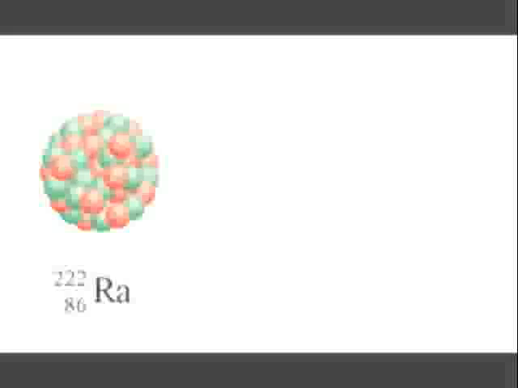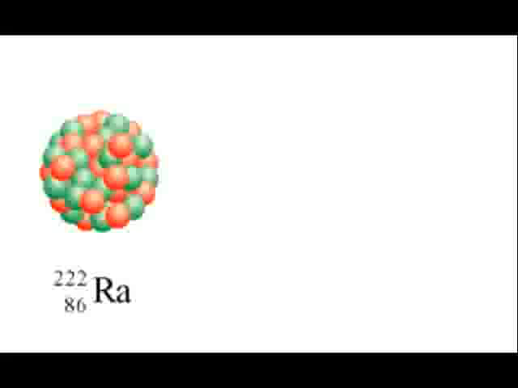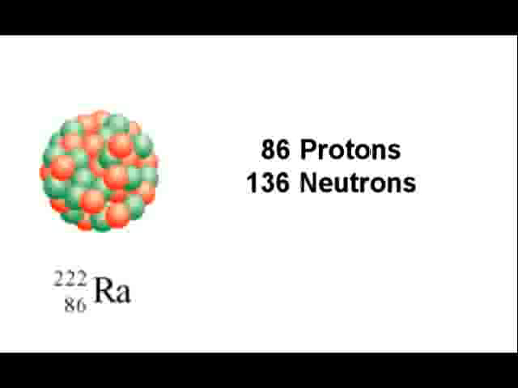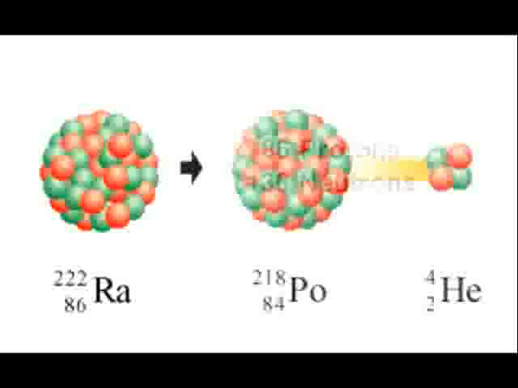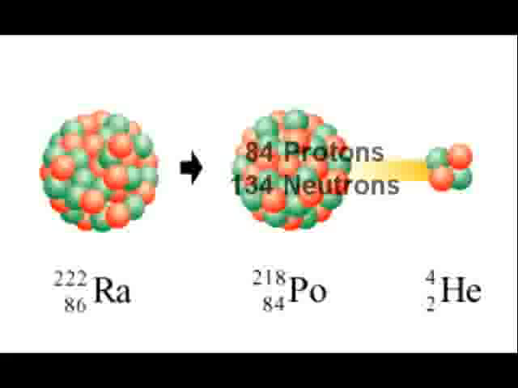Here we can see what happens to radon when it undergoes alpha decay. At first, the radon particle has 86 protons and 136 neutrons. After emitting an alpha particle of 2 protons and 2 neutrons, the radon turns into polonium with 84 protons and 134 neutrons.